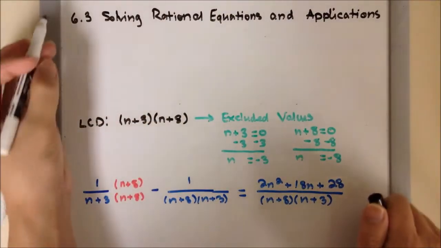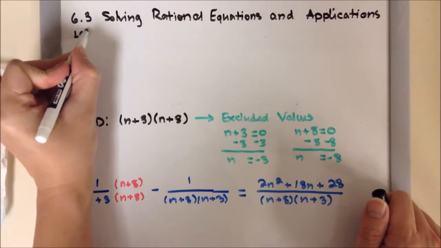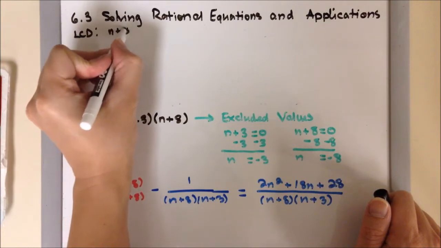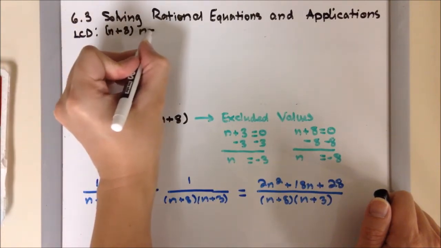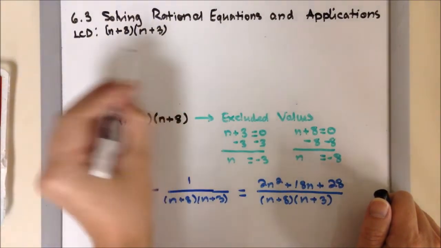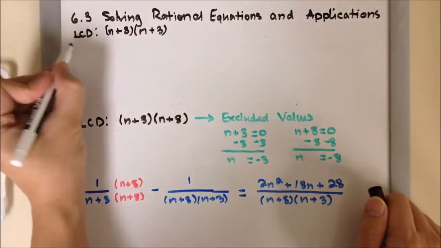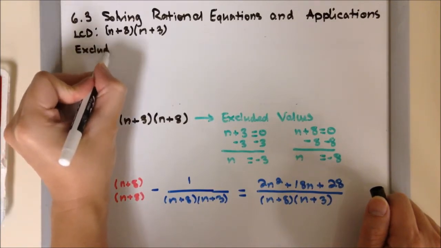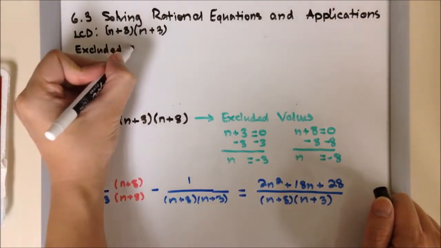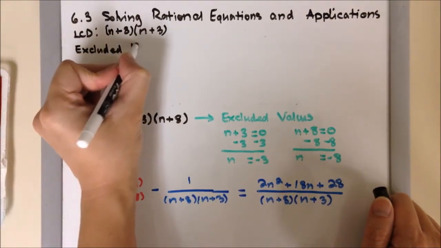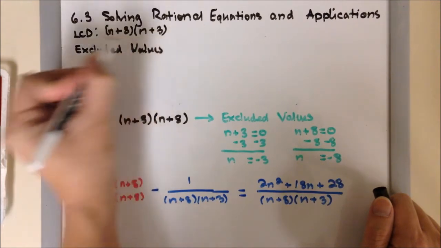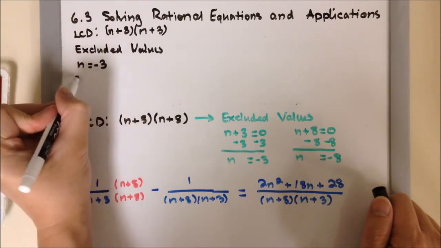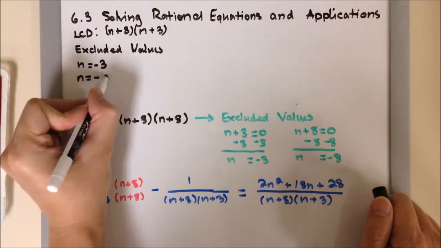Alright, going to write our LCD is n plus 8 times n plus 3. Now the order doesn't matter since it's multiplying. And then your excluded values are n equal to negative 3 and n equal to negative 8.